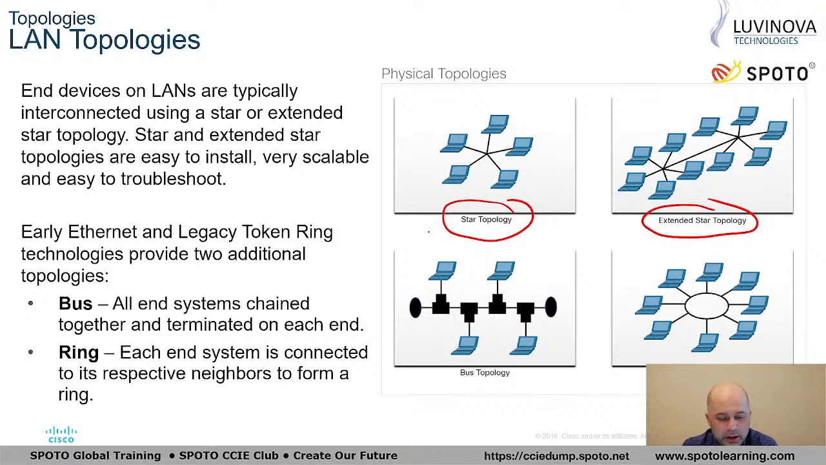In bus topology, all end systems are chained together and terminated at each end. But there is a gap here. If we break the line or the cable, the entire network goes down. Here it's the same: if we break the cable, the entire network goes down.